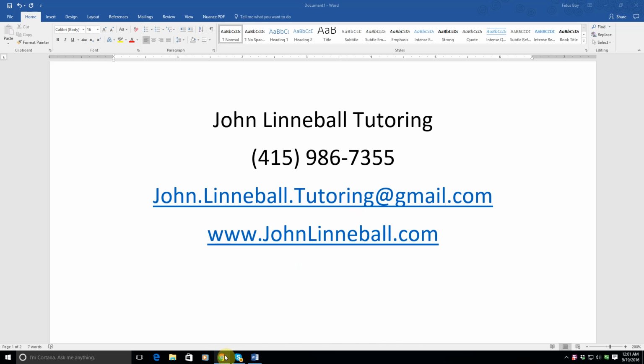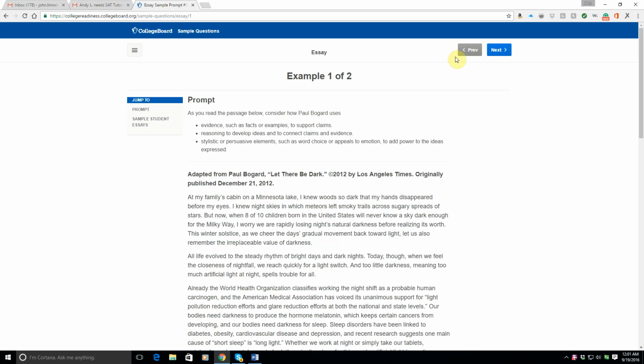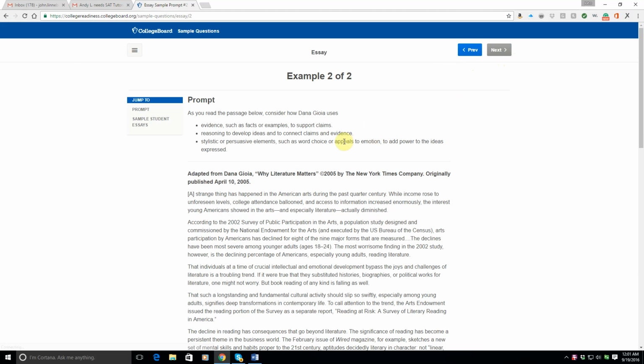So let's take a look at the essay prompt here. This is the one I'm not going to do, so let's go to the second example, which I believe I haven't seen before. Okay, I have not seen this one before, so we're going to start now at 12:01 a.m., and I will have till 12:51 a.m. to get this done.